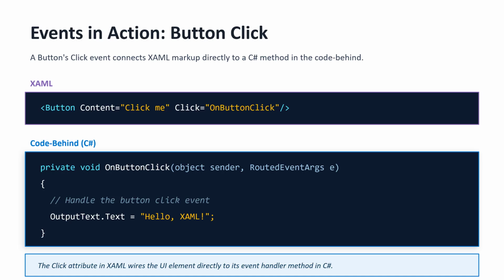So here we just have a quick output text, hello XAML. And so when the button is clicked, whatever output text is, probably some kind of text box, then that text would show up in the text box. So this is what sums up the key relationship here at the bottom. The click attribute in XAML is the thread that connects the visual button you see on the screen to the actual C# method that runs when someone clicks it.